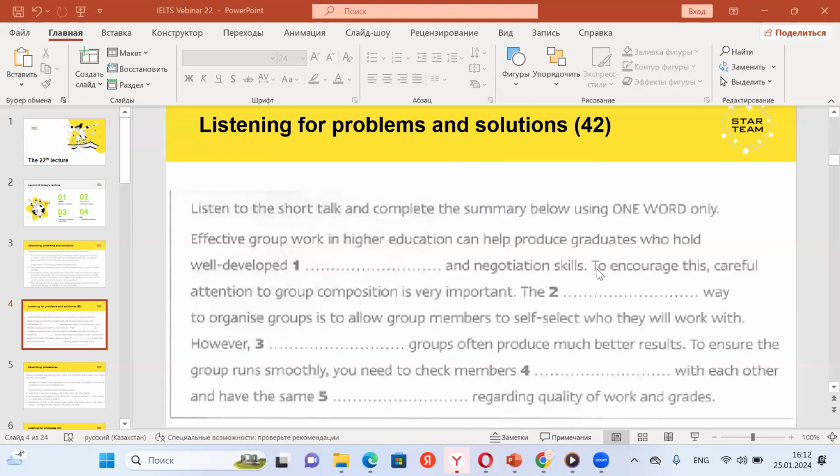Okay, to encourage this, careful attention to group composition is very important. Then another way to organize groups is to allow group members to self-select who they will work with.